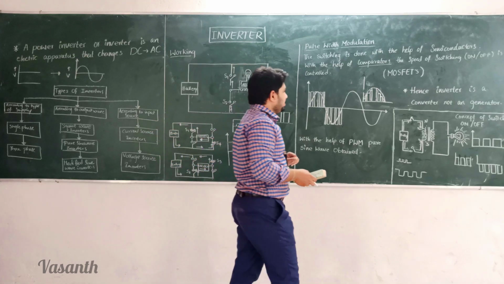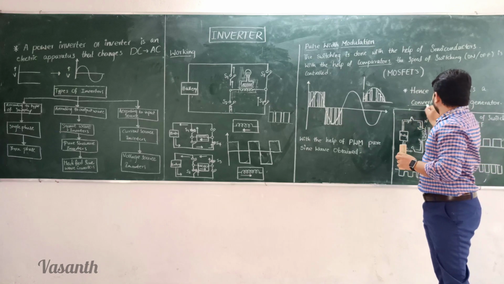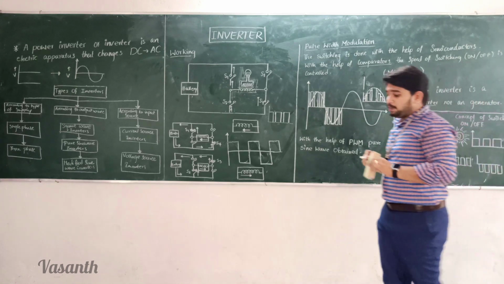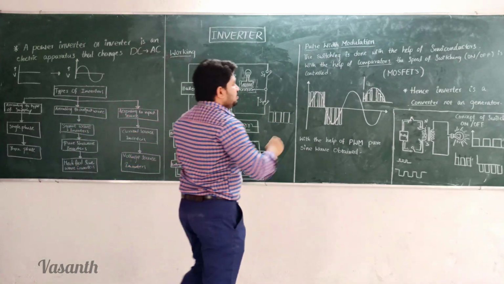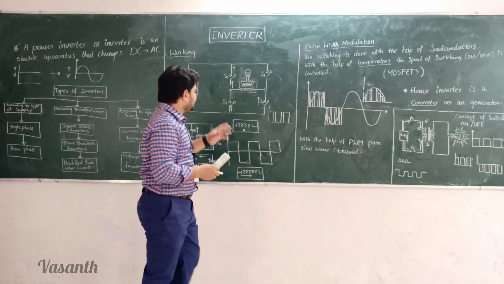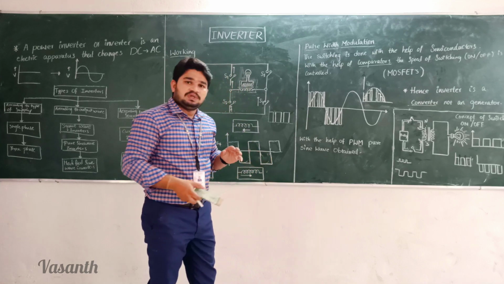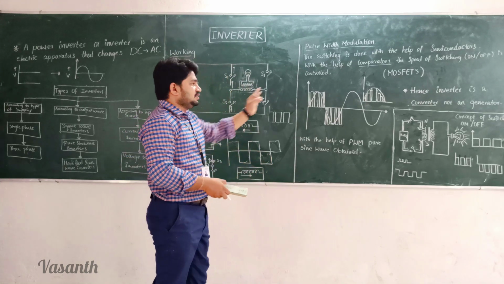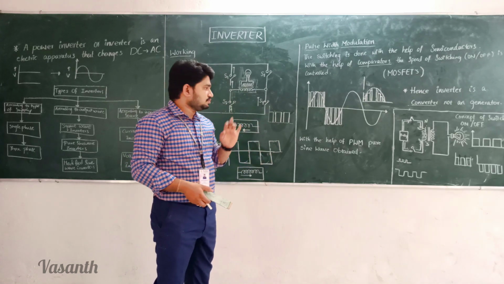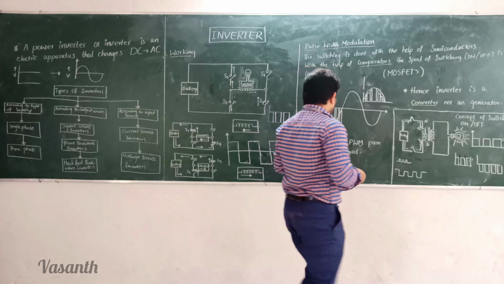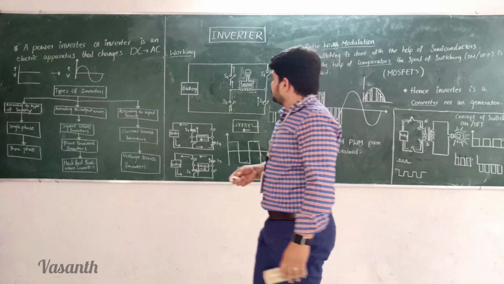So hence we can define that an inverter is a converter. Inverter is a converter but not a generator. Inverter is just a converter. If you do not connect any source to the inverter, it won't do any work. When you connect the DC current to the inverter, it will convert the DC current into AC current. So this is the working of the inverter.